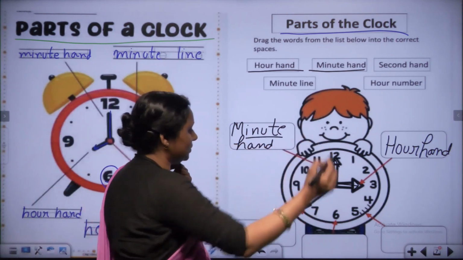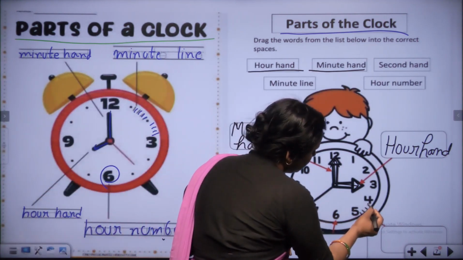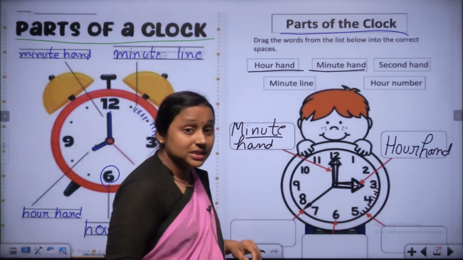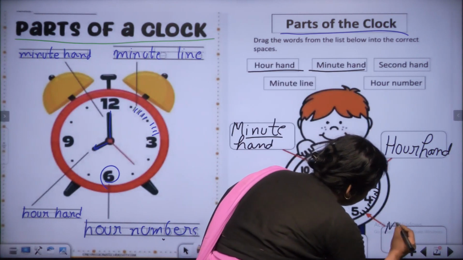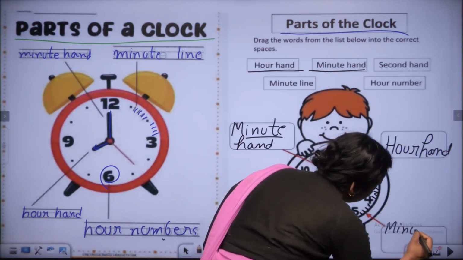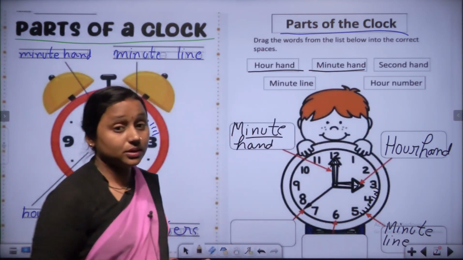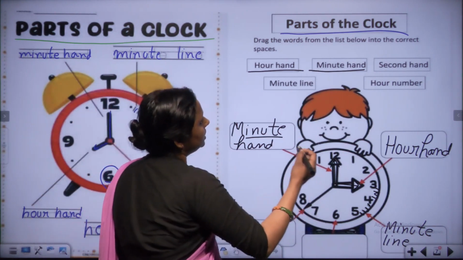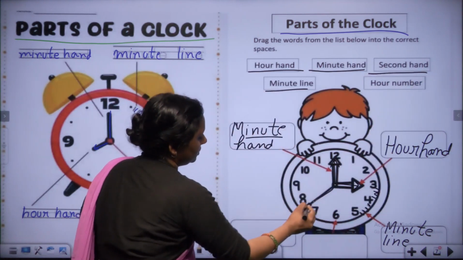Minute hand. Okay. And this one is, yes, minute line. ये लाइन है. ओके. किसका लाइन है? मिनट लाइन. MINUTE. Minute. LINE. Line. This one is minute line. Okay. And this one is second hand. Okay.